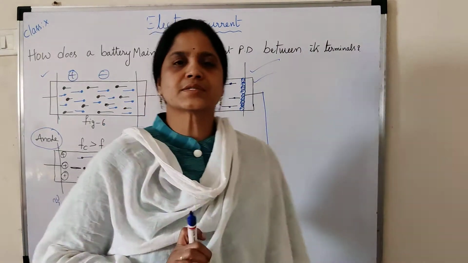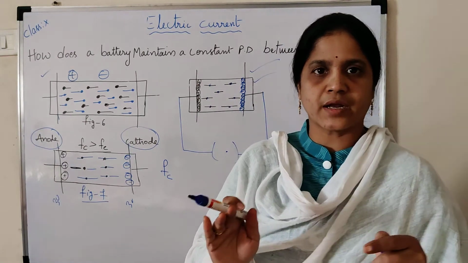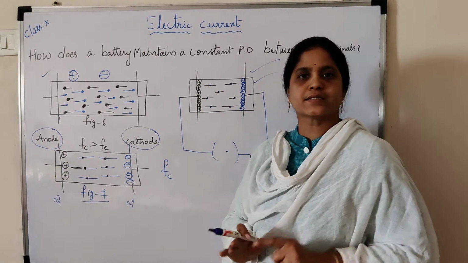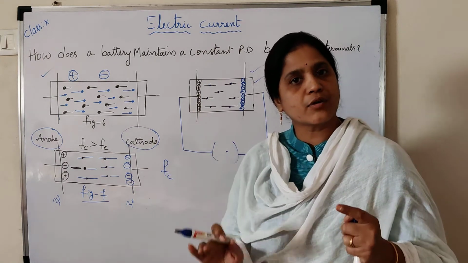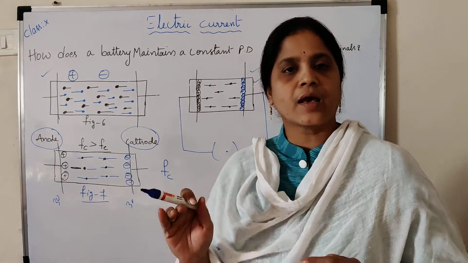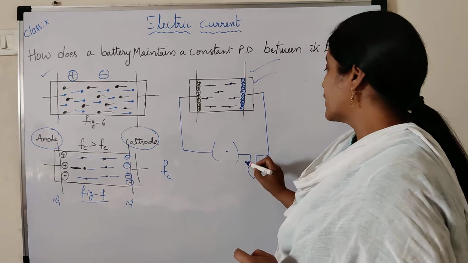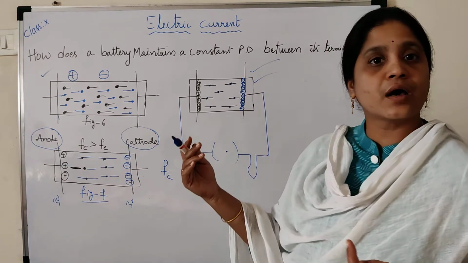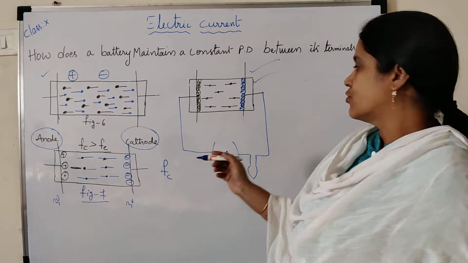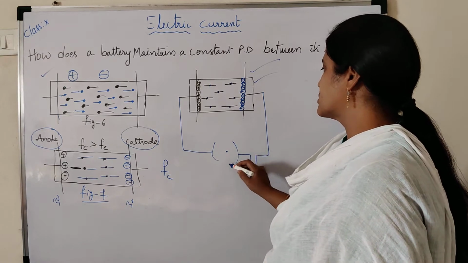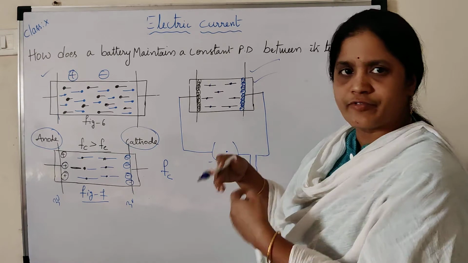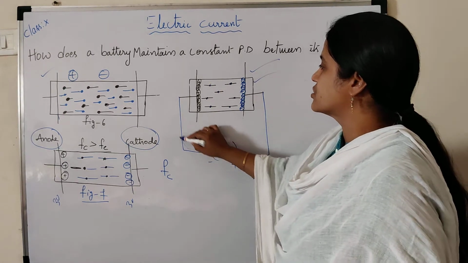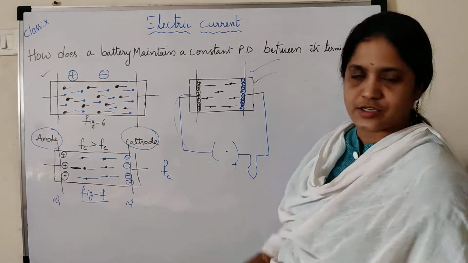When the circuit is closed, an electric field is immediately developed. When the electric field is developed, electrons start moving. Electrons start moving from the negative terminal to the positive terminal. So from the negative terminal, through the switch, the electrons move in the circuit and reach this battery.